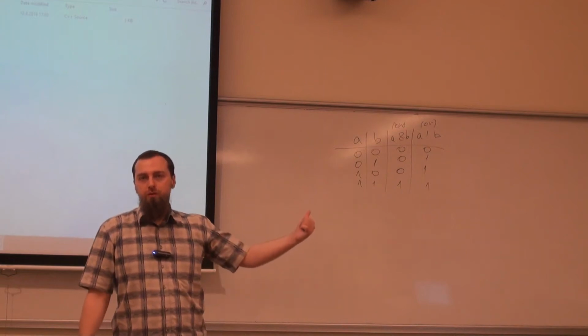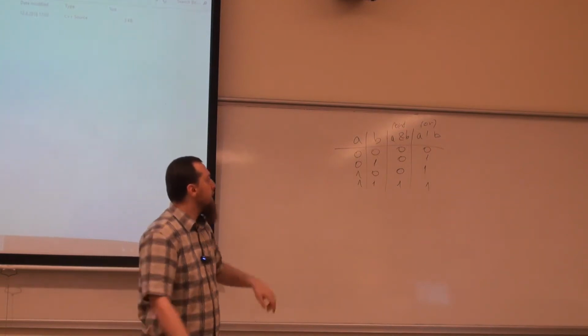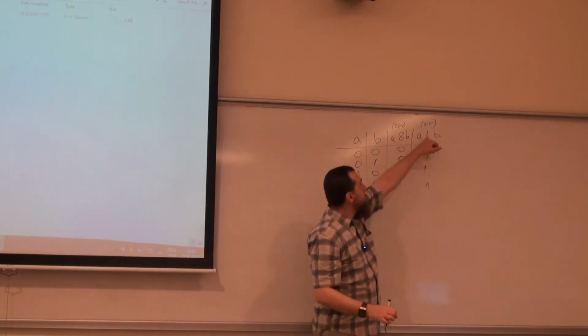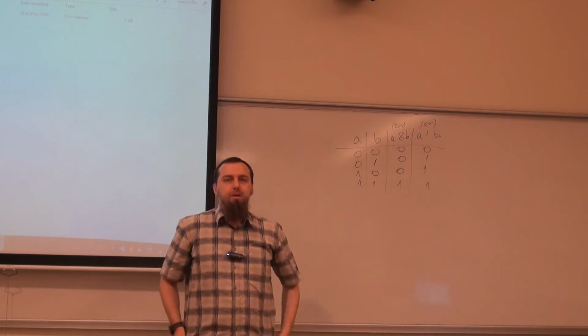Okay? But I'm talking about bits. Those are not Boolean variables. Those are bits. That's why I don't have here double ampersands, or double vertical lines. I have only one. And we're going to see why.